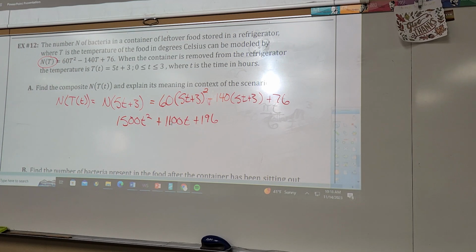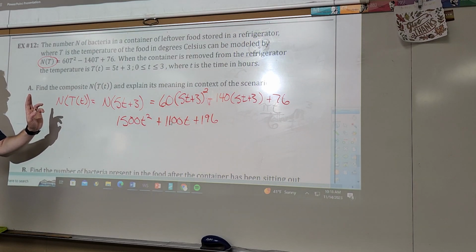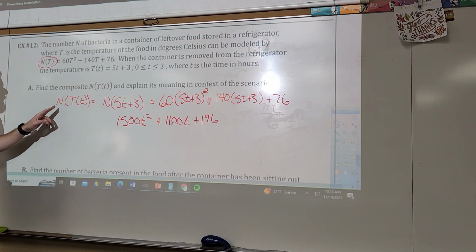Okay. What does this mean? What is this formula? What am I plugging in? Time, because little t is time. What am I getting?